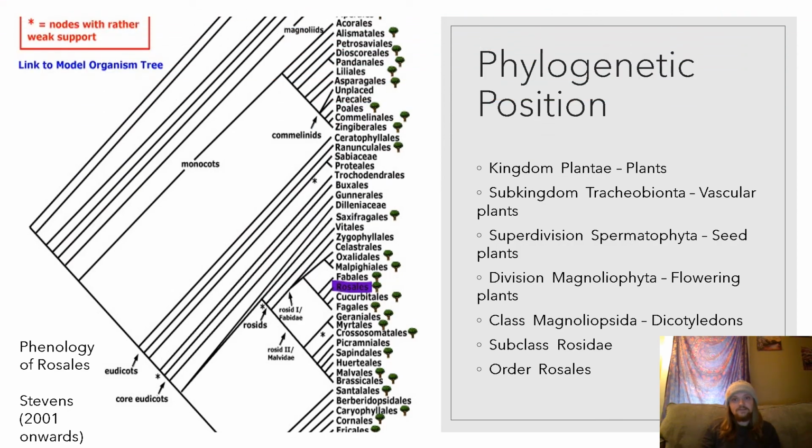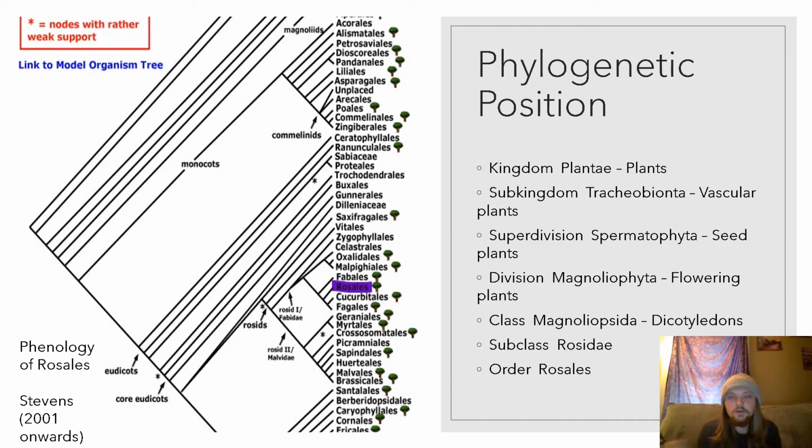So Cannabaceae falls under the Rosales order on the phylogenetic tree or positioning. As you can see on the tree, it goes past eudicots to core eudicots, and it goes to rosids, and rosids split into two groups, which you can see it would be under group one for rosids, which is Fabidae, and then you can just see it goes to Rosales.